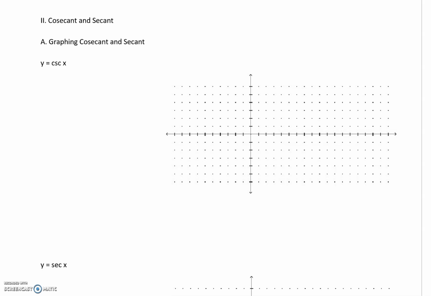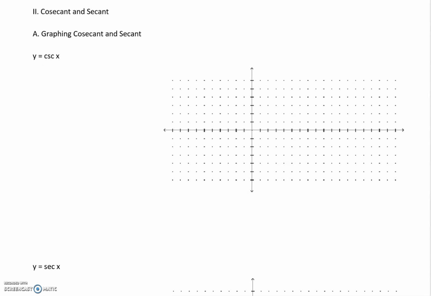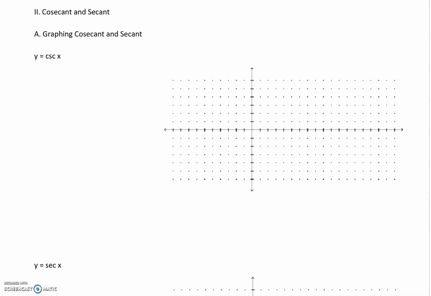So in this lesson, we're going to finish off graphing our trig functions by looking at cosecant and secant. And these are actually pretty straightforward as long as you remember how to graph sine and cosine. Because remember, cosecant is 1 over sine, so we have a relationship between sine and cosecant. And then secant is 1 over cosine, so we've got a relationship between cosine and secant.